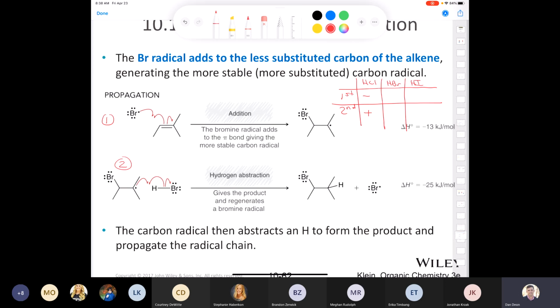If we look at HI, the first step is endergonic, and so the reaction isn't going to work. The second step is exergonic, but since the first one is endergonic, it doesn't work. So this explains why HCl radical addition and HI radical addition don't work.